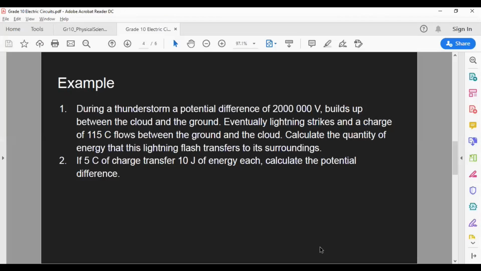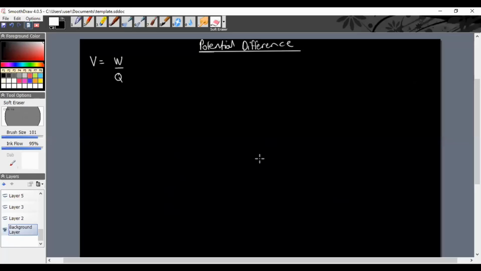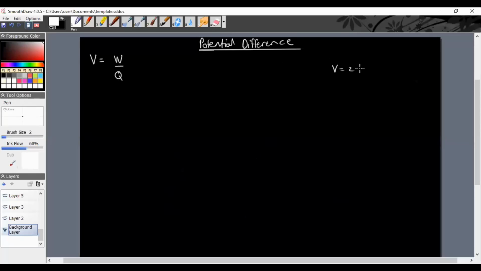During a thunderstorm, a potential difference of 2 million volts. All right, so we must understand that 2 million volts can be written smaller. Just want to show you guys this before we continue. They tell us that the voltage is 2 million volts. Well, that's quite a lot. But that can be written in scientific notation, which is 2 times 10 to the 6 volts.